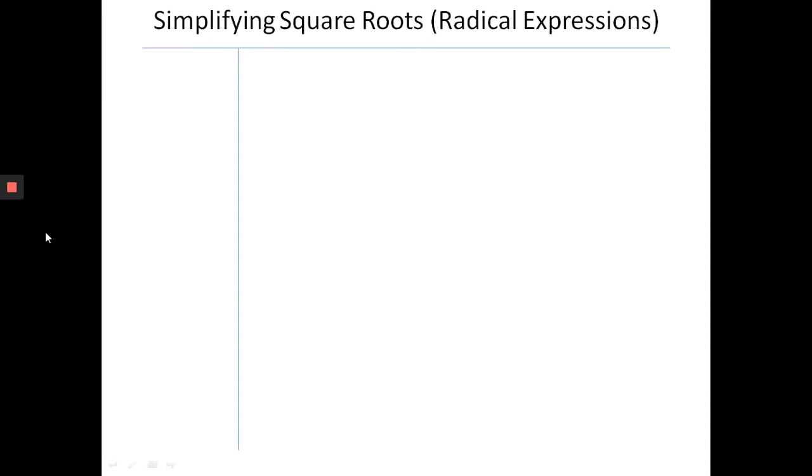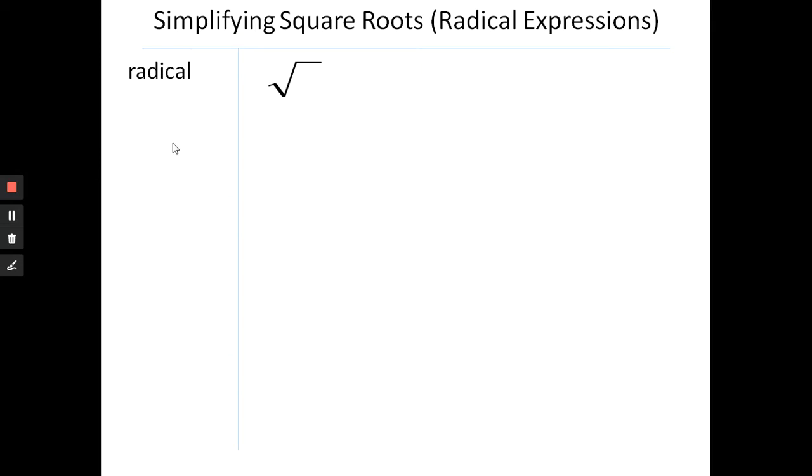Hi, the purpose of this video is to introduce you to how to simplify square roots, how to write them in the simplest form. I'm going to interchange between the terms square root and radical, so try not to get too confused when I do that. But I wanted to first explain what radical is. Radical is basically that symbol, the radical symbol.